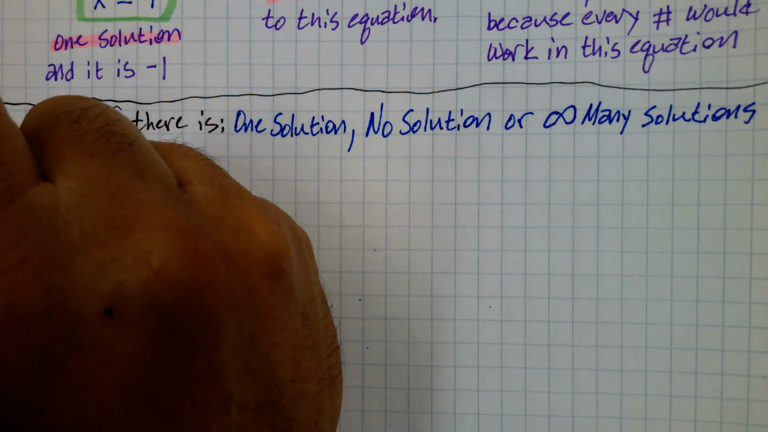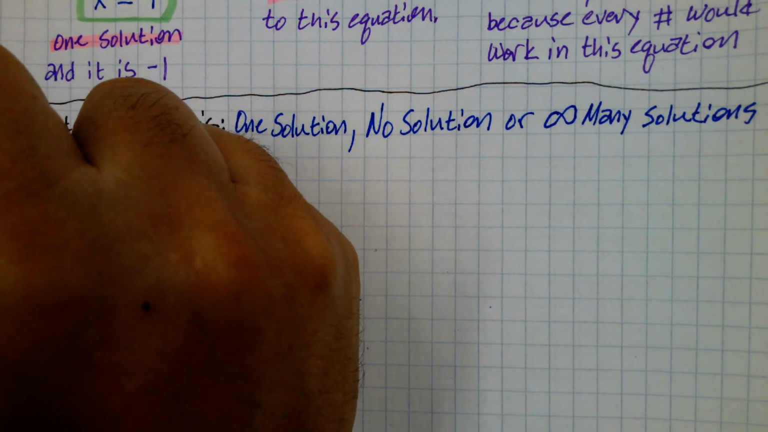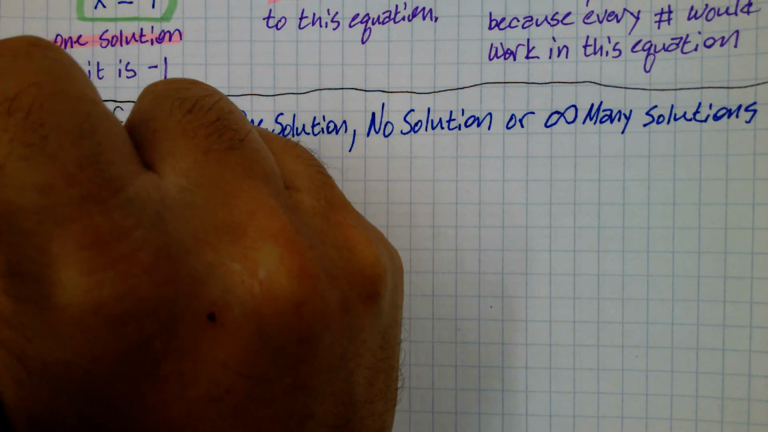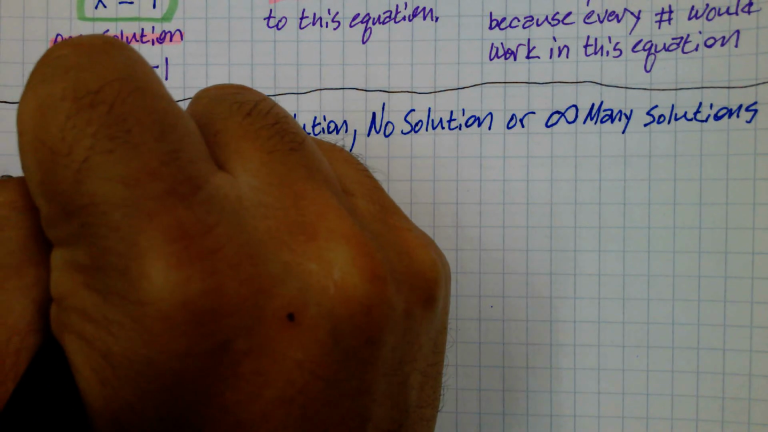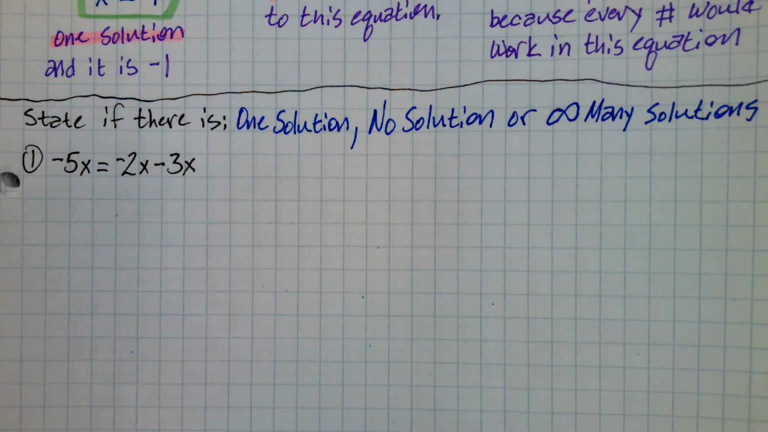Number one. Negative 5x equals negative 2x minus 3x. Okay, write that down. All right, at this point, I can't tell. So let's try working it out. So what you want to do is work it out till you can decide, make the best choice. So we have variables on both sides, but obviously there's no distributing.